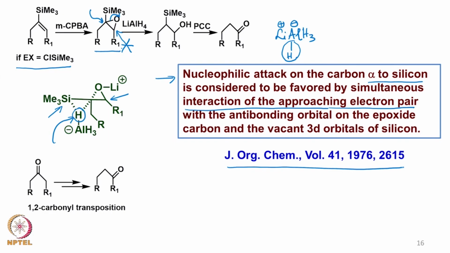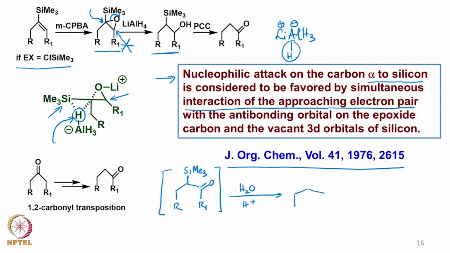And now if we oxidize this particular silanol, we can get the corresponding ketone here. What one can do is simply work up this particular substrate, and you can imagine that desilylation will readily happen, and then one can get the corresponding ketone.